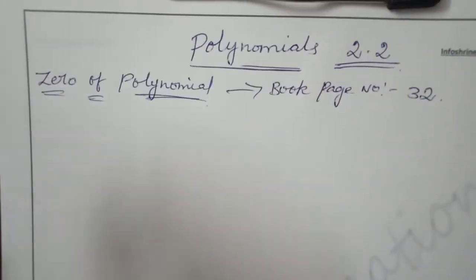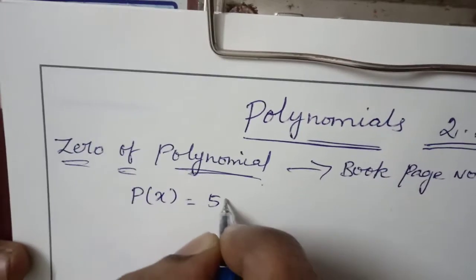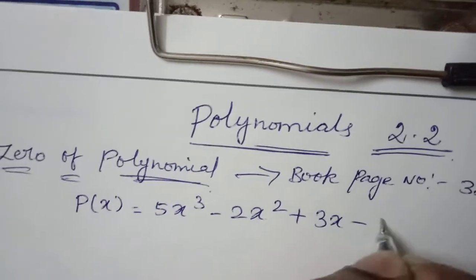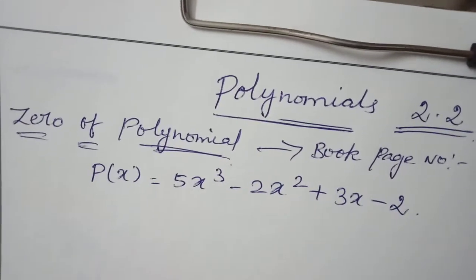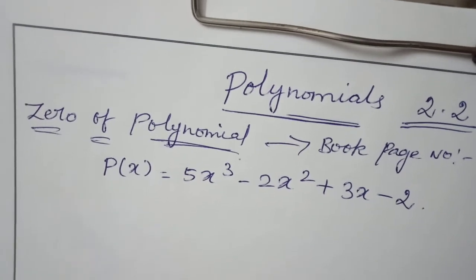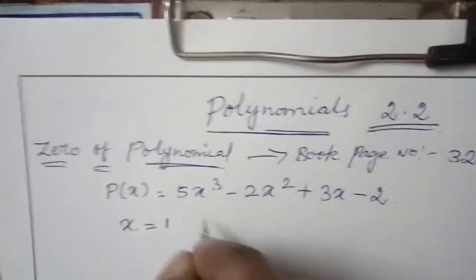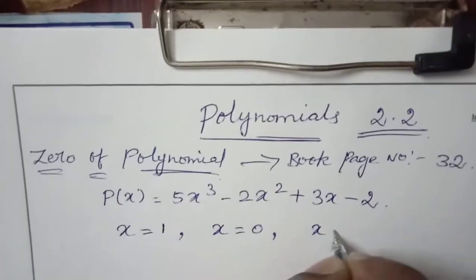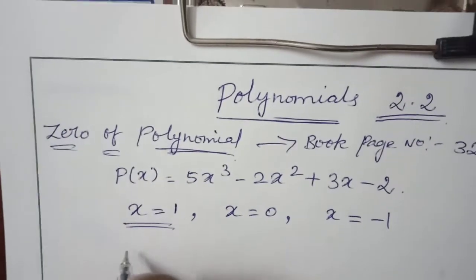Now the first one we are going to see is the question: p(x) = 5x^3 - 2x^2 + 3x - 2. Here, if we replace x by 1 everywhere in p(x), what do we get? We also have to do it for x = 0 and x = -1. Now let's do it for x = 1.